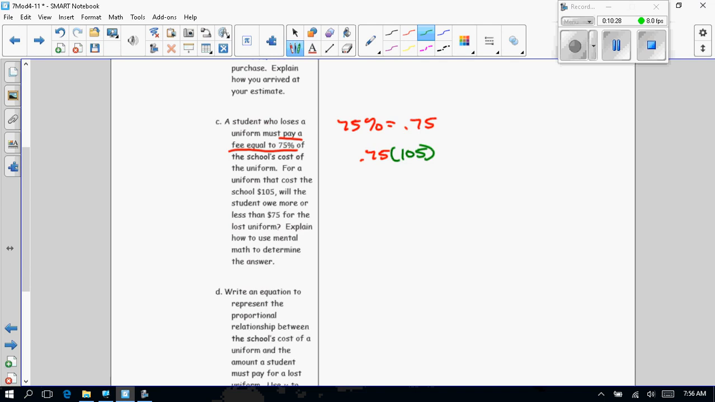And let's see, 105 times 0.75. I get $78.75. So they're going to pay more, right? More than $75. Okay, letter D.